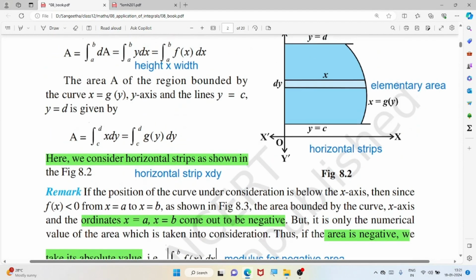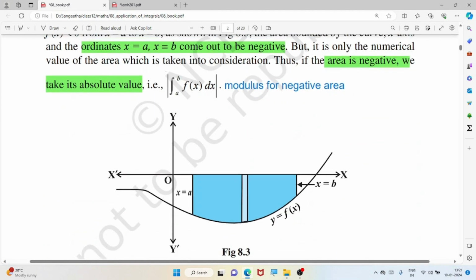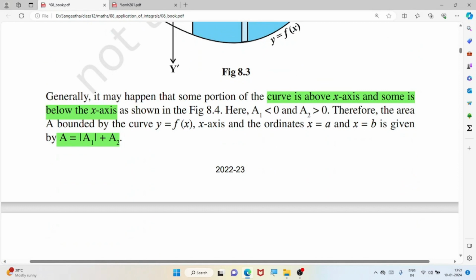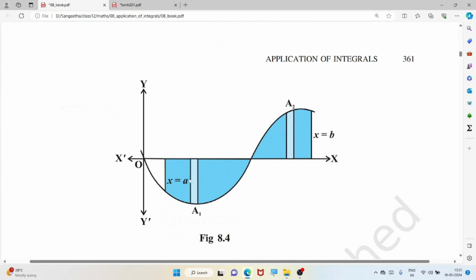This is on one side only. What happens if you get a negative side like this? Then you have to take the modulus. Area can't be negative, so you have to apply the modulus here. If you see an example where some part is above the x-axis and some part is below the x-axis, this is below the x-axis and this is above the x-axis. For the negative part we apply the modulus, and for this part we take it as it is.